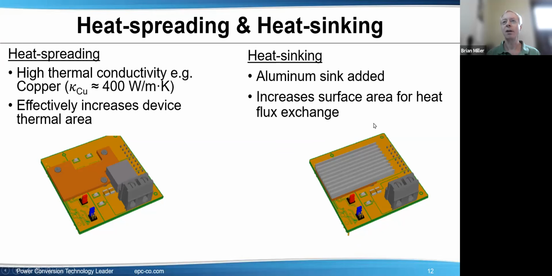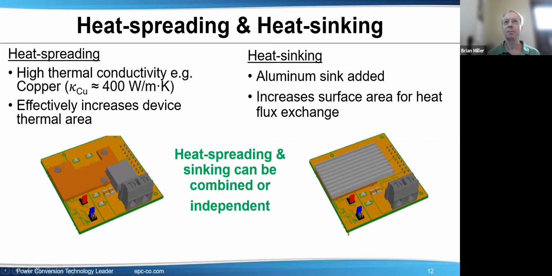That increases the surface area for heat flux exchange. The fins contact more air, so especially in airflow environments, that can really help. And again, heat spreading and heat sink can be combined, or they can be independent. In this case, the heat flux still flows into the PCB. This is talking about the heat sink, and there's where it goes. But even in this case, there's still heat that will flow into the PCB. So you will get some cooling from the PCB in addition to the heat sink or heat spreader. It's not either or.